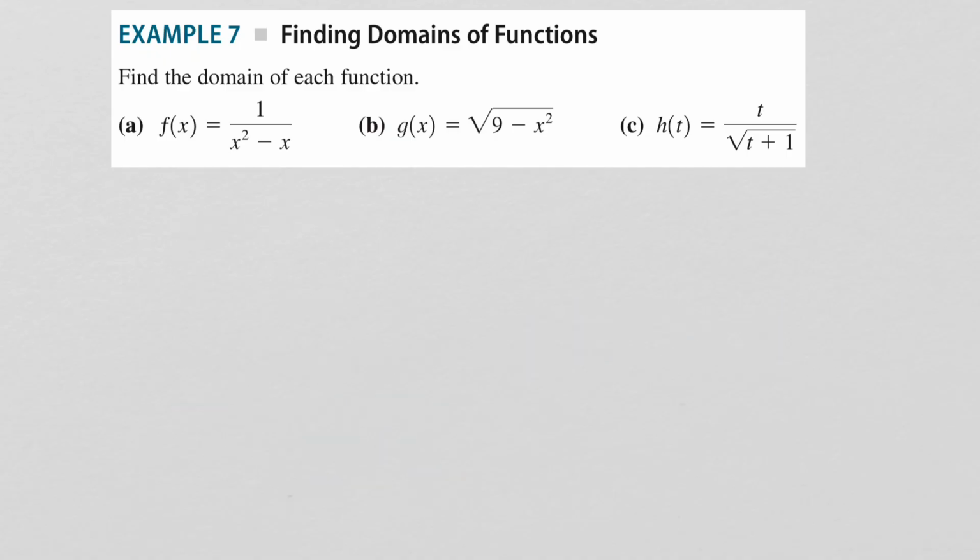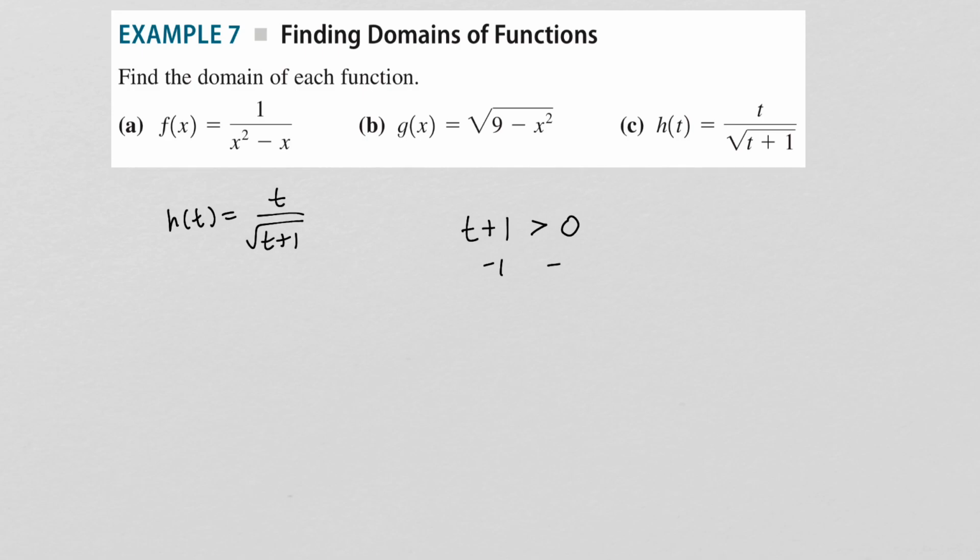And for our final example, we have h of t equals t divided by the square root of t plus 1. So in this case, we have both a denominator and a radical. So we just need to think about what's happening here. Well, number one, we know we cannot take the square root of a negative, but we also cannot have 0 in the bottom. So whatever's inside the radical, which in this case is t plus 1, that must be strictly positive, right? It can no longer equal 0. It has to be greater than 0.